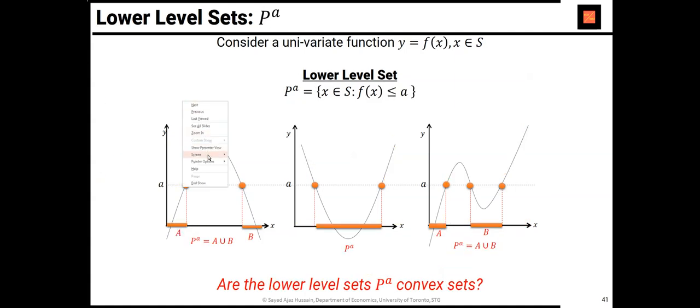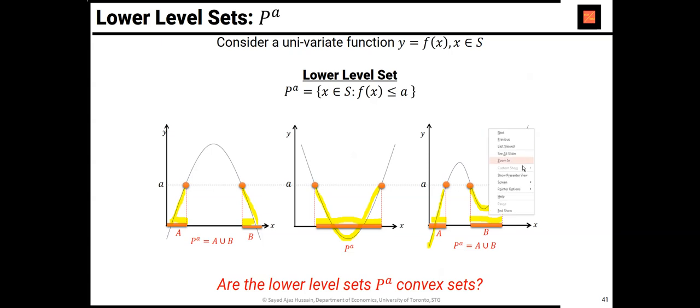Lower level sets, by the same analogy, now say: give me the values of x where the function is below a certain value of a. So here's where I'm below a certain value of a. These are all the x's that will guarantee the function is below a. Same thing here. The function is below the value of a, and these are all the x's that will give me that value of the function. And this is where the function is below the value of a, and those are the corresponding x's right here and here.